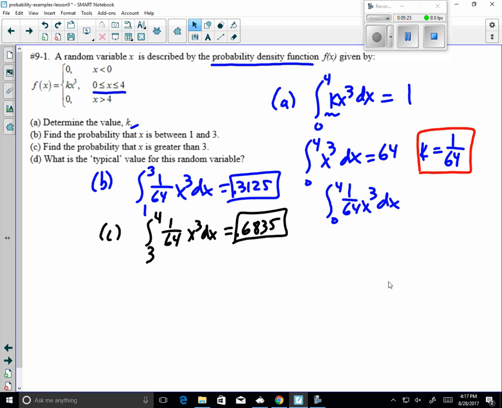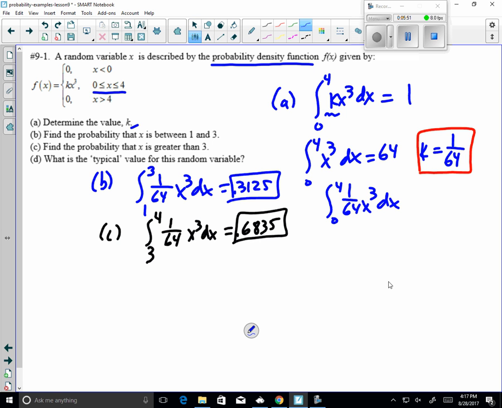Okay, so actually finding probabilities for continuous probability density functions, or for continuous cases, is some of the easiest probability problems of all. Even though it involves calculus, it's just the computation of a simple integral, as long as we have a probability density function. We may have to adjust the constants so that when you sum over the entire range, it turns out to be a 1. Okay, so this last part says, what is the typical value for this random variable?